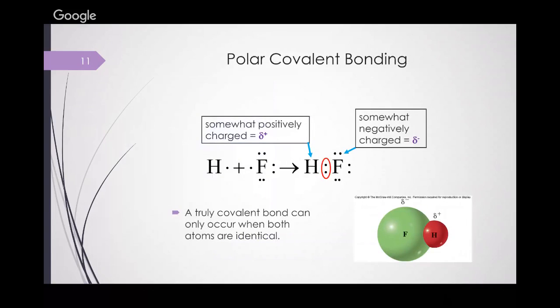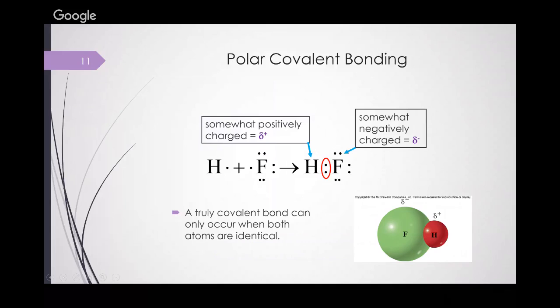So polar covalent bonding, what does it look like? Because fluorine has an electronegativity of 4 and hydrogen is 2.1, we noted that the difference was 1.9. So this is a very polar bond here, almost ionic in nature. So we say that this is slightly positively charged, delta plus, and over here we have a delta minus. So what are we looking at? This is sort of negative because it's pulling the electrons towards it. A truly covalent bond can only occur when both atoms are identical.